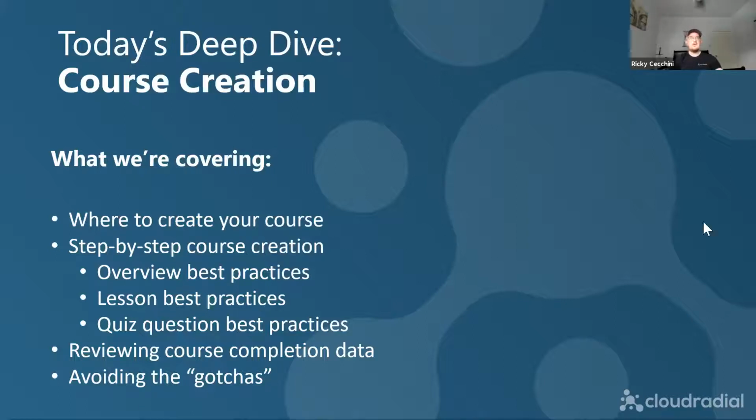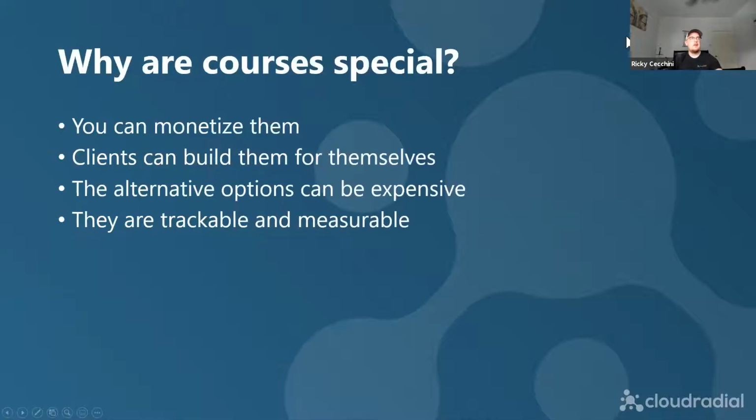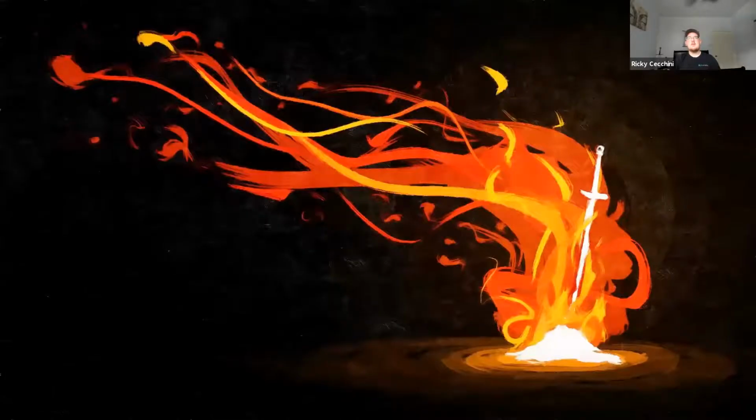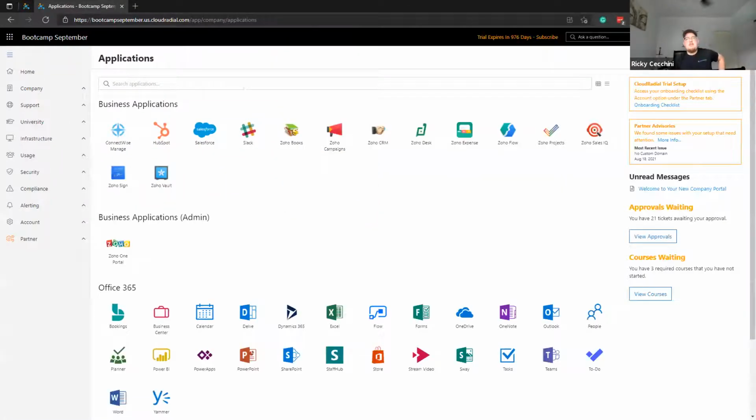So let's do that. Let me go ahead and pull up my CloudRadial tenant. I'm going to be using Bootcamp September. This is a brand new tenant that we created. It should have pretty much nothing in it. I mean, this is the standard that tenants come out with whenever we first provision them.